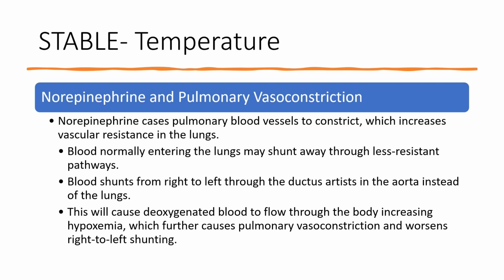So when we get this norepinephrine and pulmonary vasoconstriction, which increases vascular resistance in the lungs, then we're not getting as much oxygenated blood from the lungs back out to the body tissues, which causes an increased amount of lactic acid buildup because the body tissues are now hypoxic. As all this starts to happen, then the blood shunts from right to left through the ductus arteriosus and the aorta instead of the lungs, and so it's just bypassing the lungs almost altogether, causing deoxygenated blood to flow through the body, increasing hypoxemia, which causes pulmonary vasoconstriction and worsens right to left shunting.